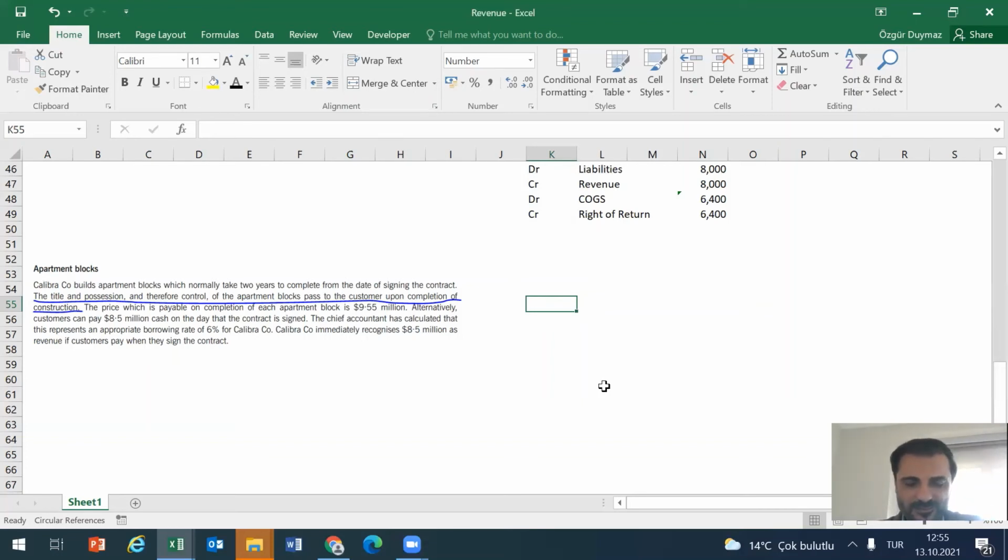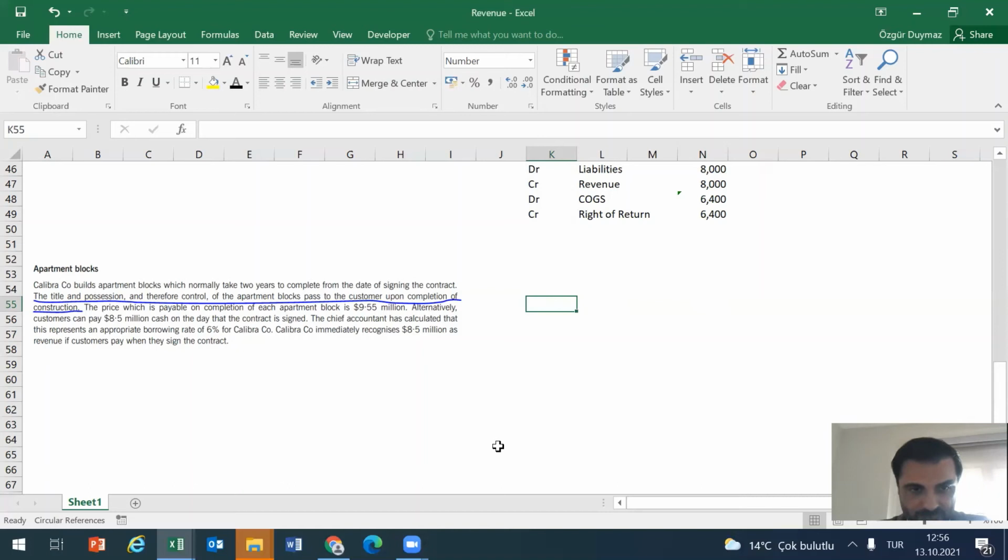And I think here one of the customers already paid at the beginning of the construction, which is 8.5 million, and Calibre recorded this amount as revenue. Is it true or wrong?